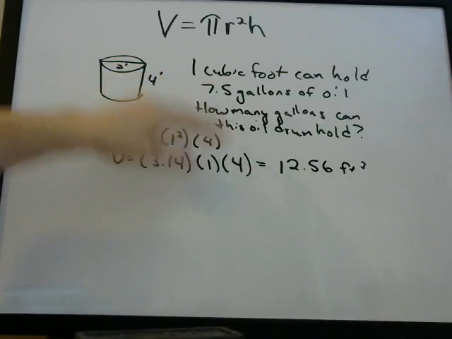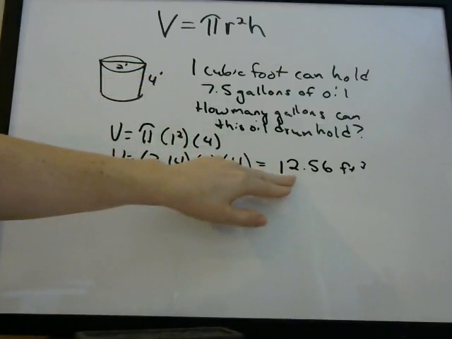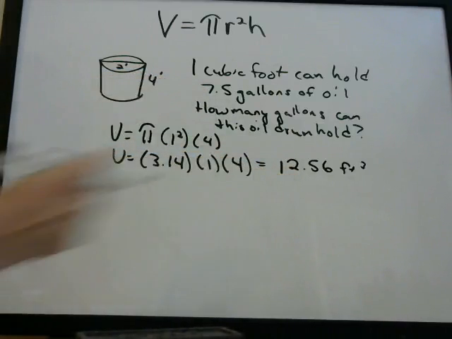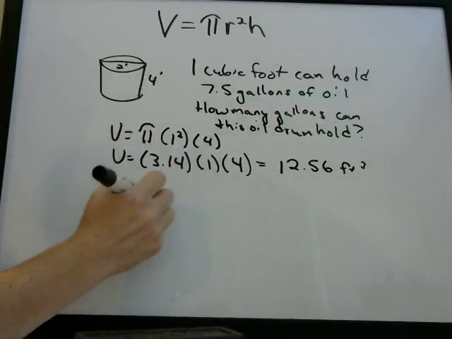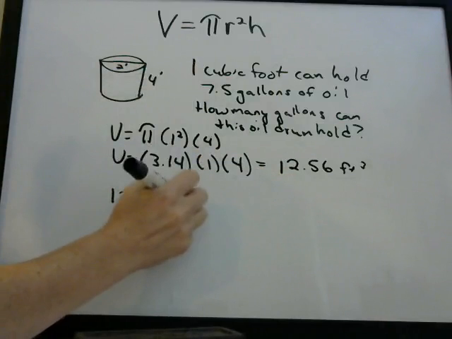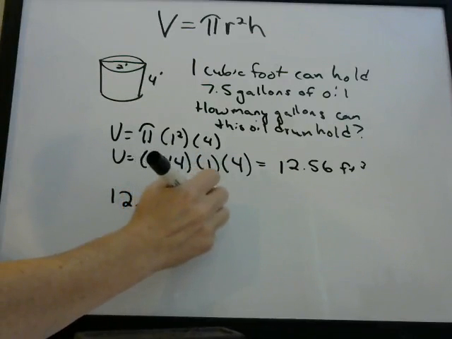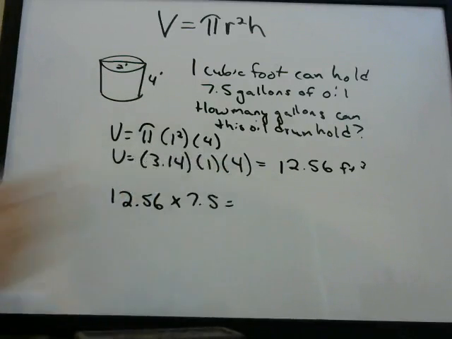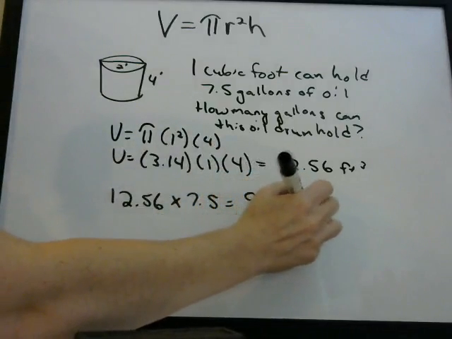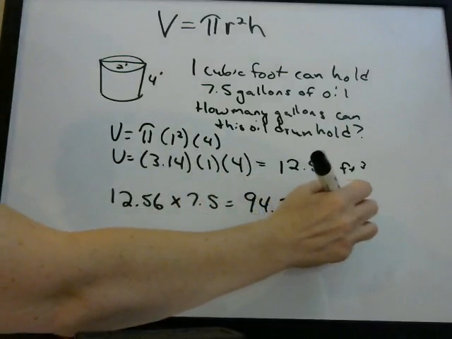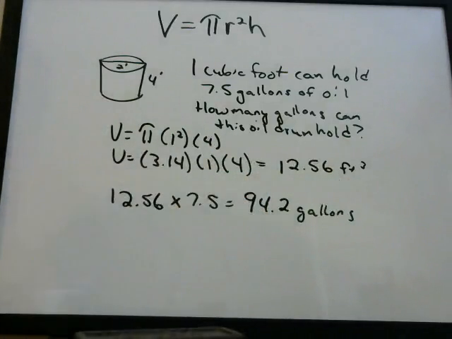So if the volume of the drum is 12.56 cubic feet, and 1 cubic foot can hold 7.5 gallons of oil, how many gallons can this oil drum hold? Well, each cubic foot can hold 7.5. We have 12.56 cubic feet. So we just multiply the two together, and we get that this oil drum can hold 94.2 gallons of oil.